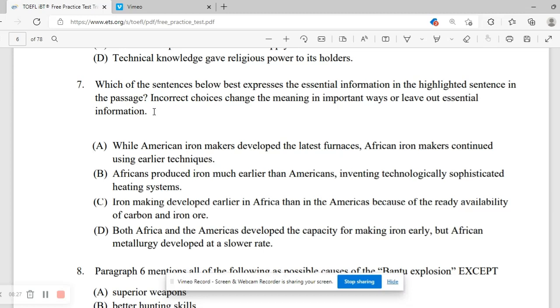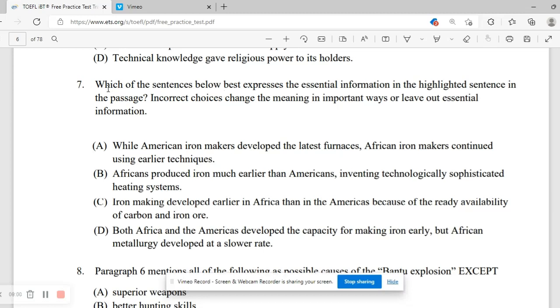Okay, so what it means is that the incorrect choices are going to leave out the essential information that they are asking about, that the passage is related to. So the incorrect choices are going to leave out all that important information. So you're not going to choose the incorrect choices, which leave out the essential information. Okay, so let me explain these types of questions.